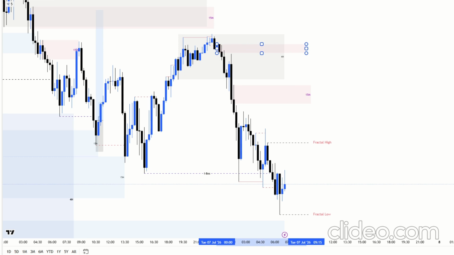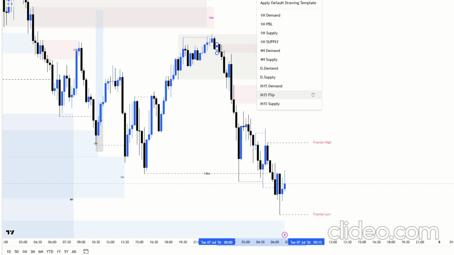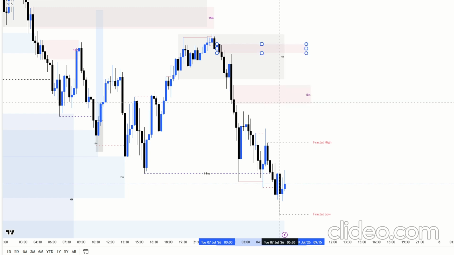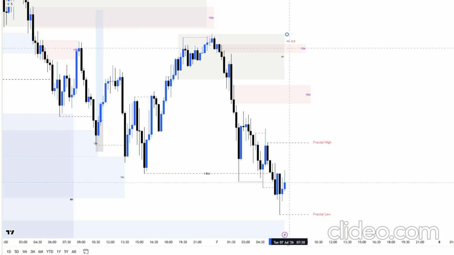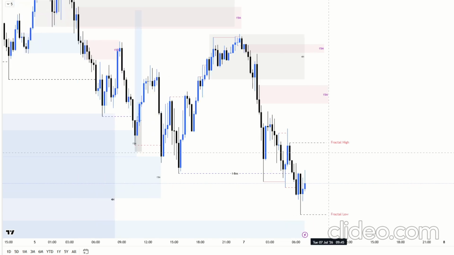So if we get an entry model from the zones, then we shall be executing, because if you use the fib tool, they are in the EQ. Yeah, so that's basically it for our pre-London.